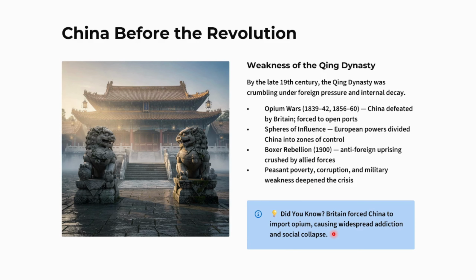Do you know that the British forced China to import opium, causing widespread addiction and social collapse? It is just like using drugs. The British forced China to import this opium, so Chinese people got addicted and there was a social collapse.